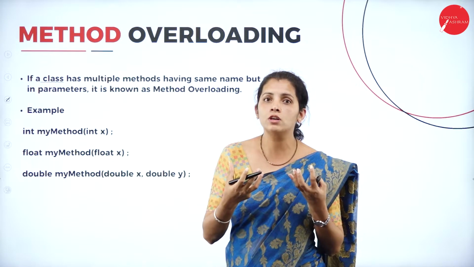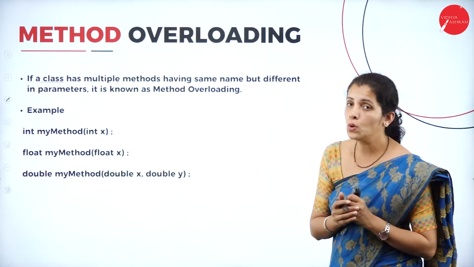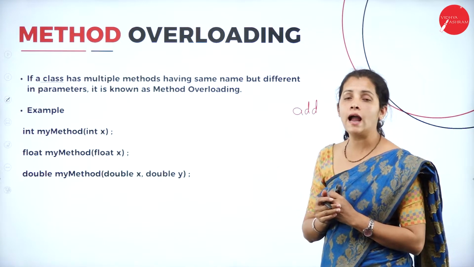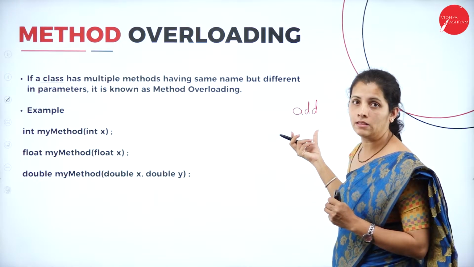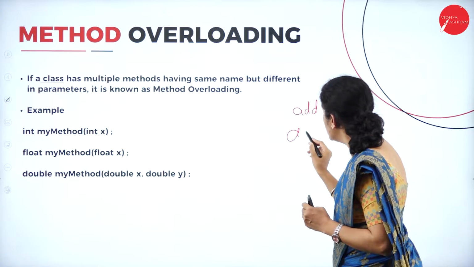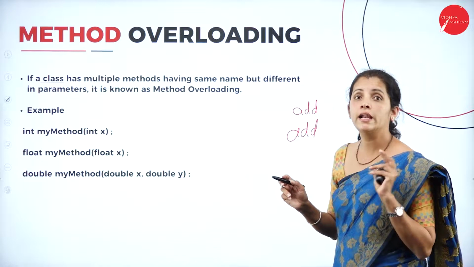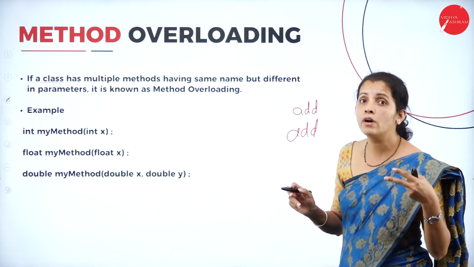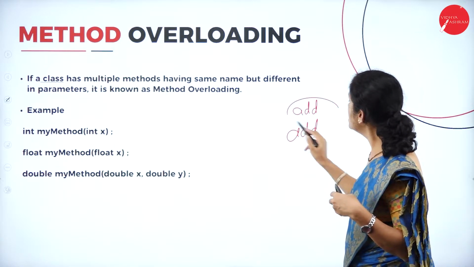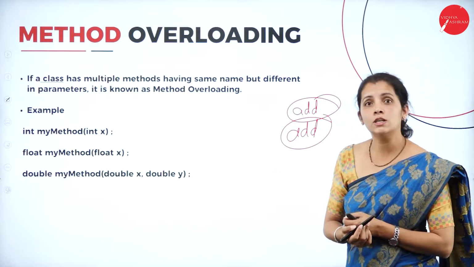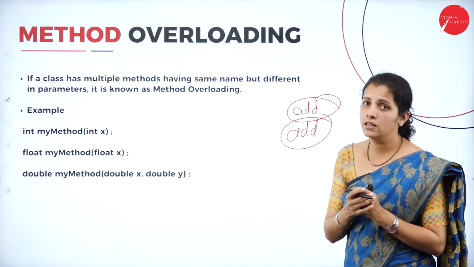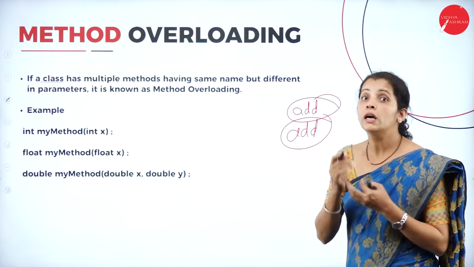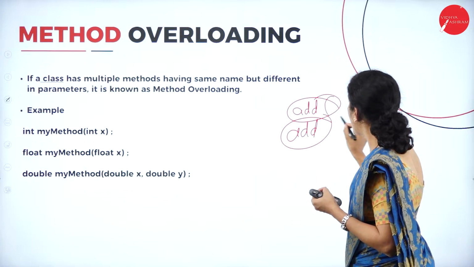So overload means what? There is nothing but method overloading. For example, think that if I'm having only one function add, then it is called a method. Then if I'm having the same method twice, then it is called method overload. So overload means more than one method. So here I'm going to use the same method twice. But what is the difference here? The methods differ from each other with respect to return type as well as parameters.